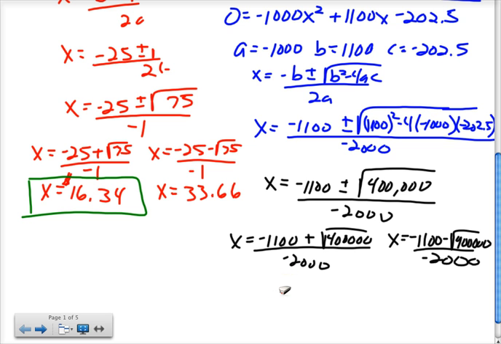I'm trying to get that without having to move this up any farther so everybody can see this. There we go, that's a little better. So this answer came out negative, which, you know, we're not going to use. So we go after the other one, negative 1,100 minus the square root of 400,000, and divide that by a negative 2,000. And that comes out to about 87 cents.